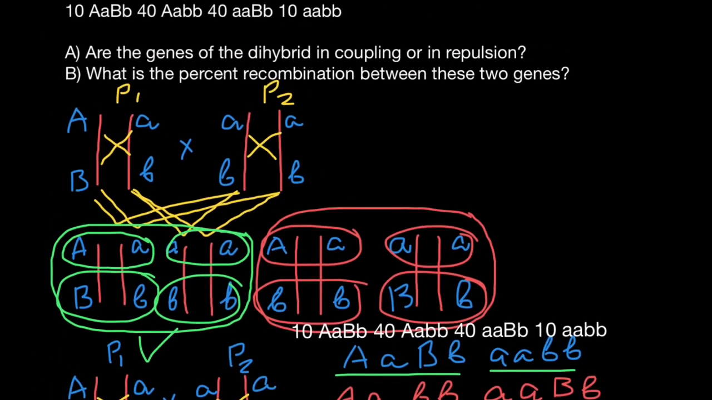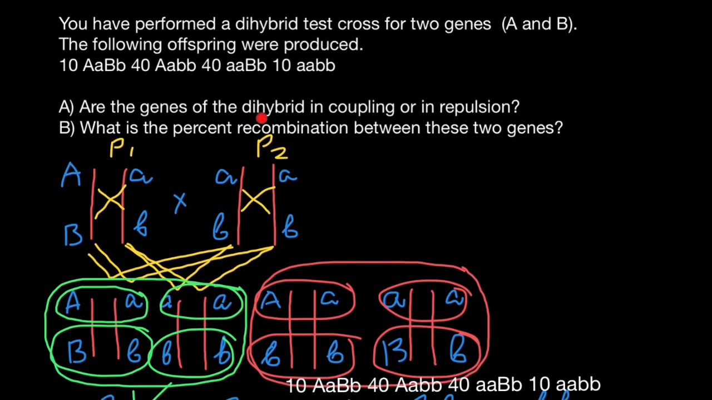So let's check our problem again. The answer to the first question would be that parent 1 is dihybrid and genes are in repulsion. So let's circle it. This is going to be our answer.